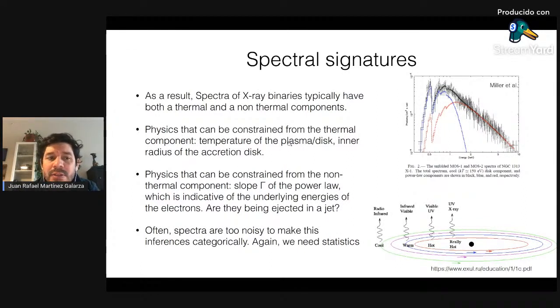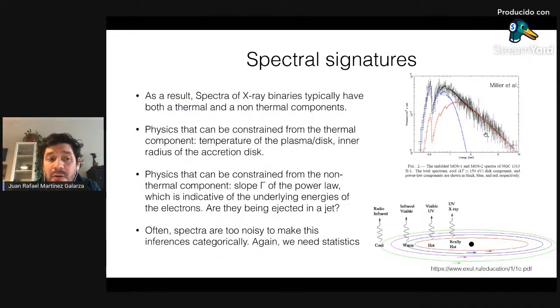And from each of those two elements, you can constrain different physics. For example, if you can model the thermal emission of the disk, you can constrain things like the temperature of the accretion disk, but also its inner radius. Because, for example, if your central object is very massive, it will have a lot of radiation, and the accretion will stop farther away from the object than for a central object that is less massive. And therefore, how close the disk is to the central object will control the temperature of the disk as well. And then you'll be able to constrain also the geometry of the disk.